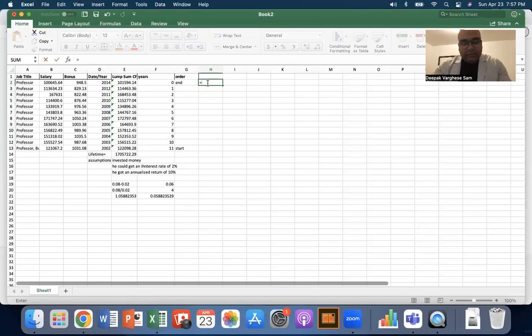So equals the salary. While he got this money at the end of 2014, so that is worth 1 plus interest rate raised to time. So that, but if we do the second one, you see, 3. Oh, what's going on there? Okay.